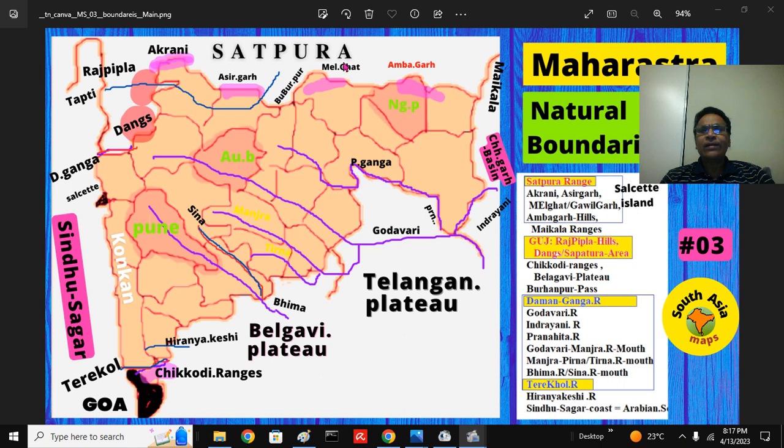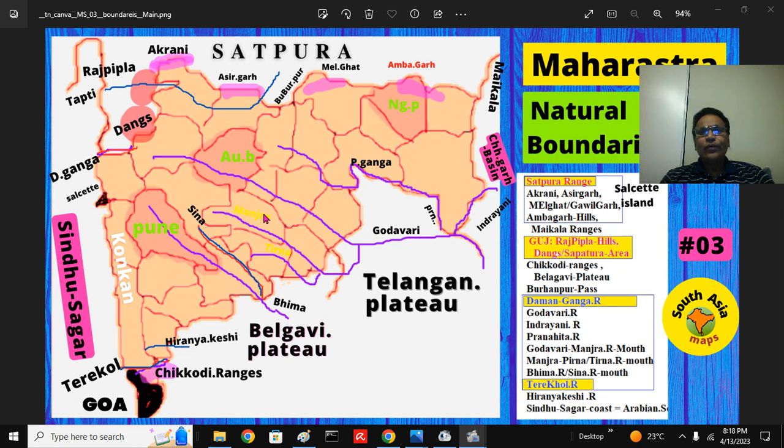This is the Melghat, Yelichpur, Gavilgar fort region. Then further north, actually in the central provinces, Madhya Bharat, Madhya Pradesh, we have Ambagar Hills. Further north we will have Mahadeva Hills, even though this is not exactly Maharashtra. Melghat, Ambagar, and we have here the Maikala mountain range. Overlooking the Maikala, we will see the Chhattisgarh basin. This side Chhattisgarh basin, which previously used to be part of the central provinces Berar.